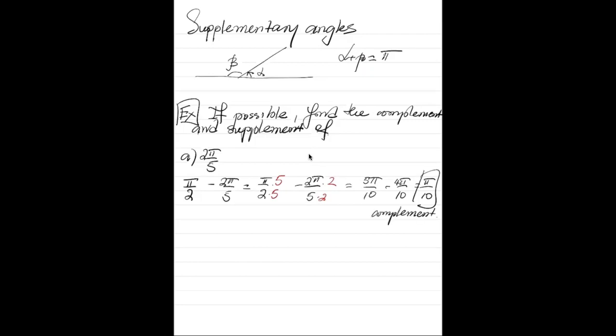So pi over 10 is the complement of the given angle. To find the supplement, two angles are supplementary if they add up to 180 degrees. So if I subtract the given angle from pi, that's 5 pi over 5 minus 2 pi over 5, and I got 3 pi over 5. So this is my supplement.